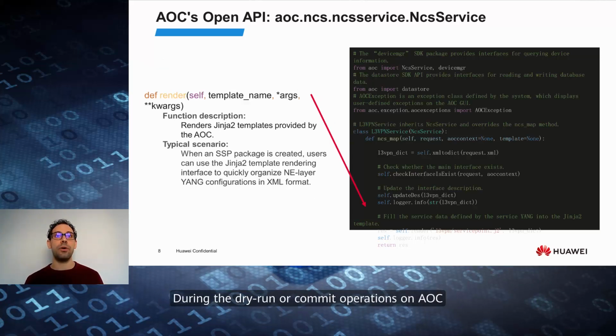During the dry run or commit operations on AOC, the AOC framework will invoke the NCS map method, provide the parameters defined in the SSP Yang model and take the results of this method, which will contain the network device configuration. This is done by a render method, which is responsible for the rendering of the Jinja 2 template that will be used for the device configuration.